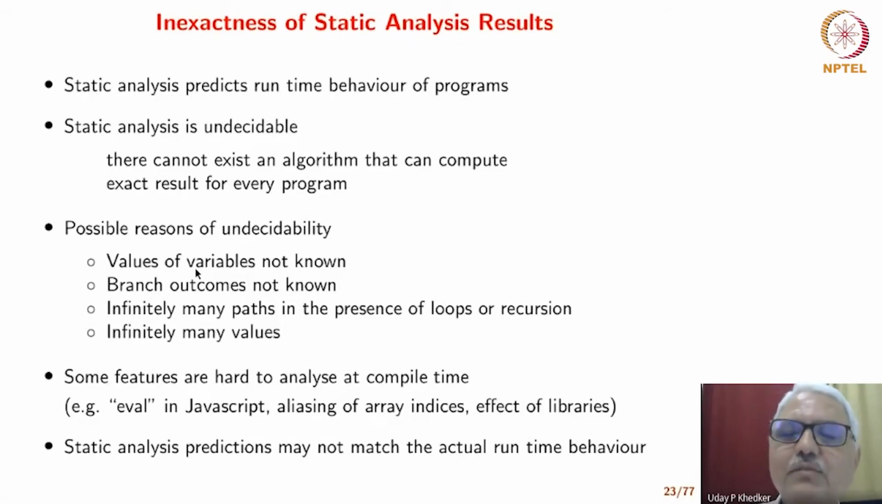And because the problem is undecidable, we have to think of certain approximations. And why is the problem undecidable? Because the values of variables may not be known at compile time, and therefore branch outcomes may not be known at compile time. There may be infinitely many paths in the presence of loops or recursion. So there are potentially infinitely many execution instances.